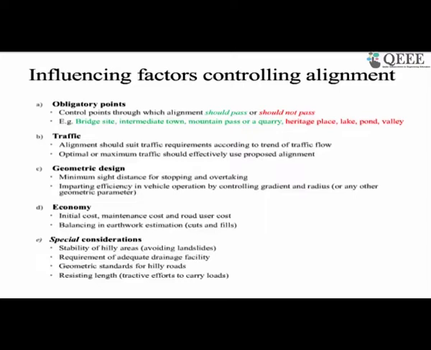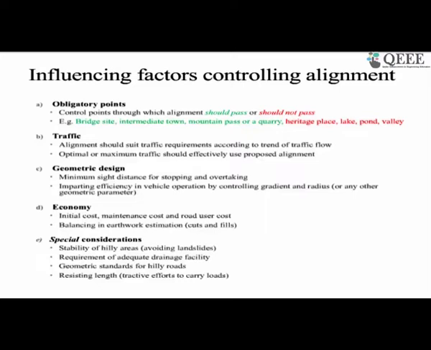As I told you, if there is a city in between two connecting cities or a metropolitan area, you would like to connect that. So that becomes an obligatory point, and you can connect that intermediate city for development. Also, if your alignment is passing through a river, you want to make sure that it passes where the width is quite low. So that becomes your obligatory point.